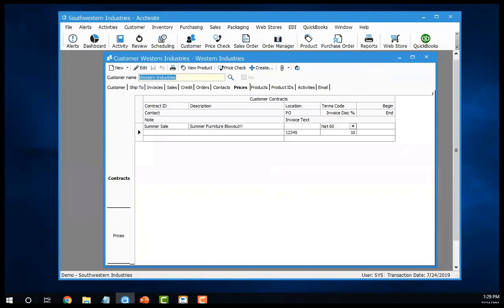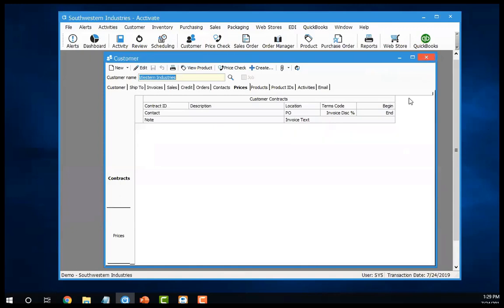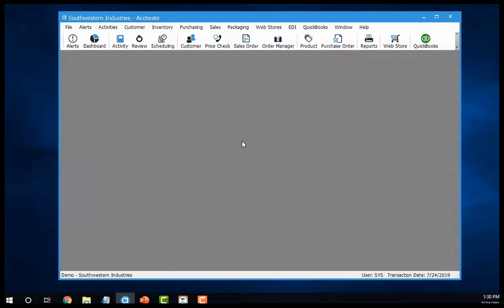Now, in order for that to really work, the first thing we're going to have to do is define the relationship between units of measure so that they work. There's a relationship that knows how many pounds are in a case. So let's take a look at that.